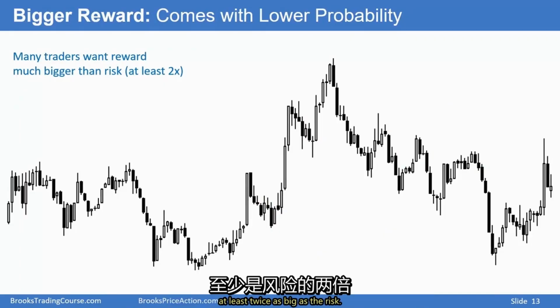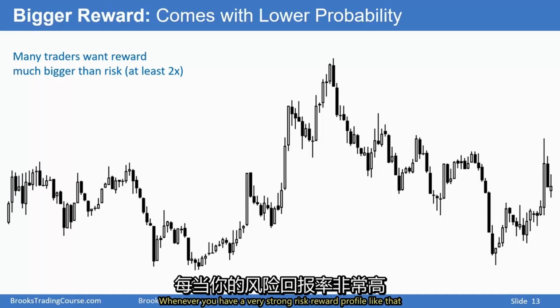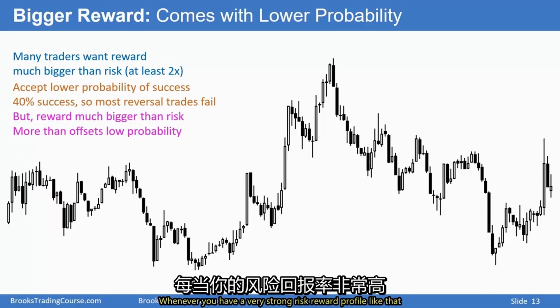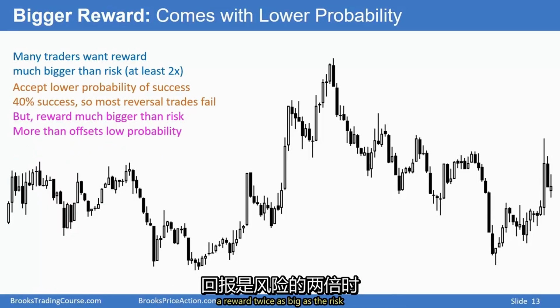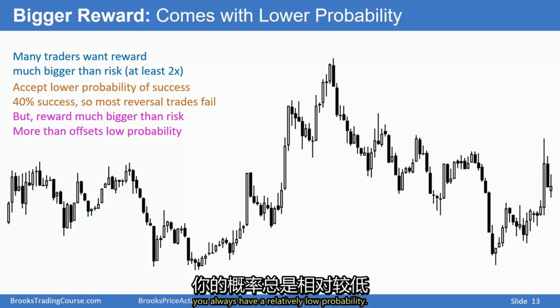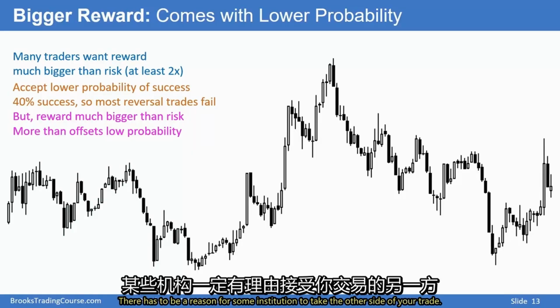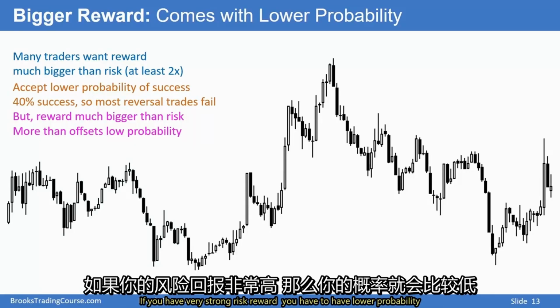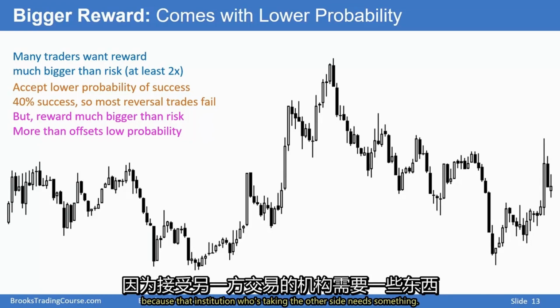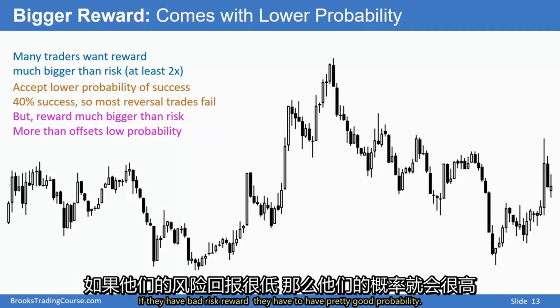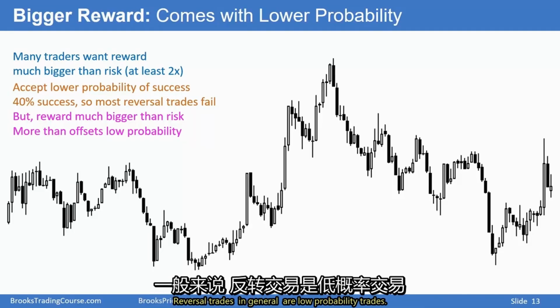A lot of traders like to take trades where the reward is much bigger than the risk, at least twice as big as the risk. Whenever you have a very strong risk-reward profile like that, a reward twice as big as the risk, you always have a relatively low probability. There has to be a reason for some institution to take the other side of your trade. If you have very strong risk-reward, you have to have lower probability because that institution who's taking the other side needs something. If they have bad risk-reward, they have to have pretty good probability.